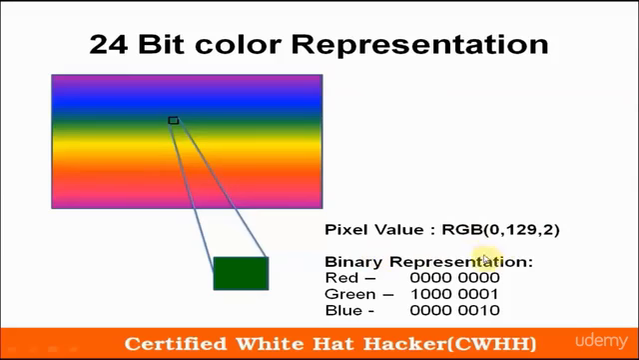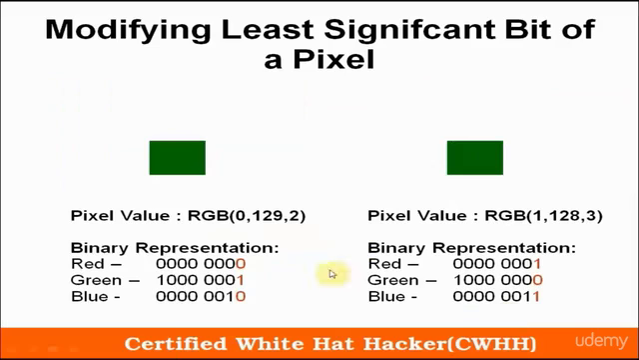For this green color, you can see the R value is 0, the G value is 129 and the B value is 2. If you look at the binary representation of 0, 129 and 2, you can see that red is all zeros, green is 1 0 0 0 0 0 0 1, and blue is 0 0 0 0 0 0 1 0. And let's look at how steganography can be done with this.